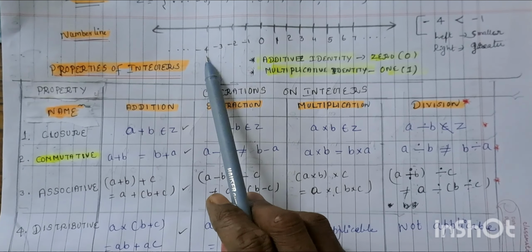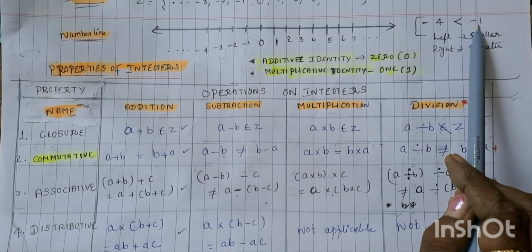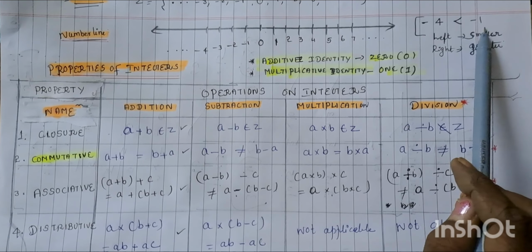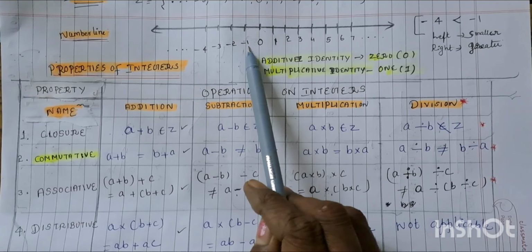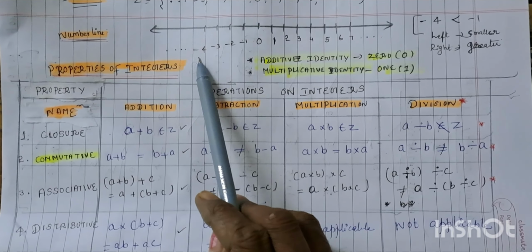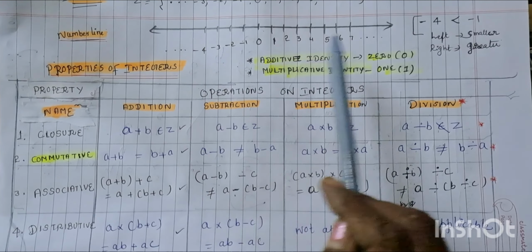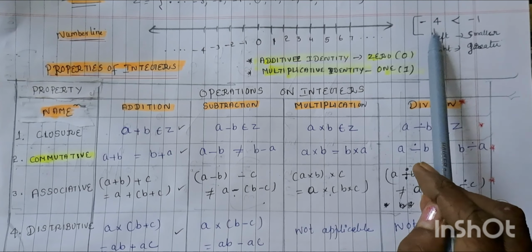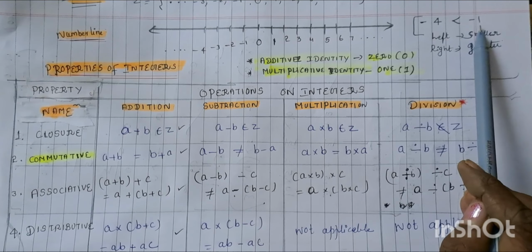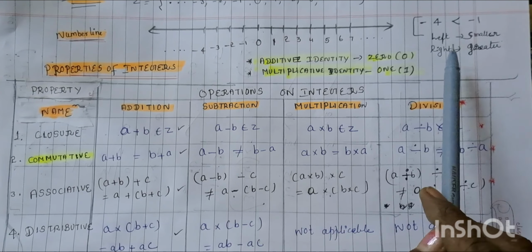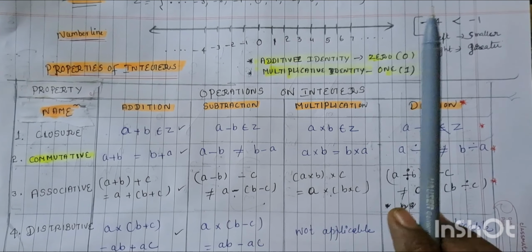Suppose I am taking -4 and -1. I want to know which is greater. You know this -1 is present to the right of this -4. So -4 is on the left hand side. So this is the lesser number and this is the greater number. From that we can easily find out which is greater and which is lesser.